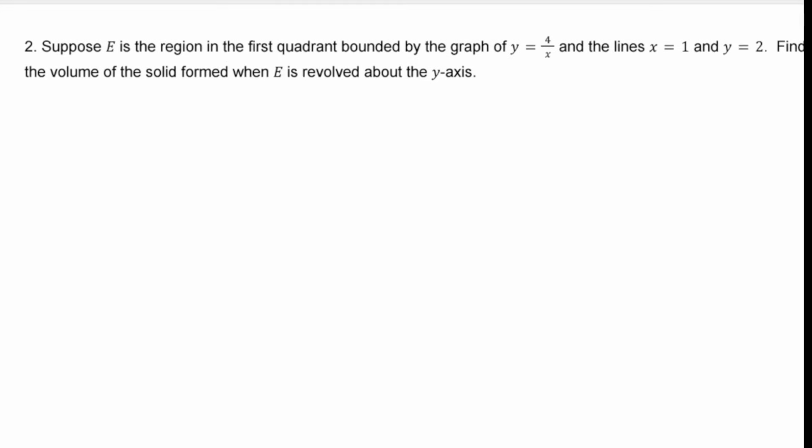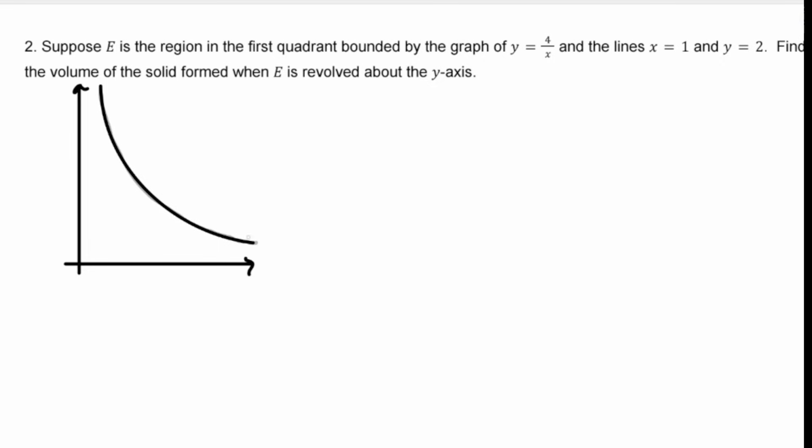Next one looks pretty similar. Suppose E is the region in the first quadrant bounded by the graph of y equals 4 over x. So draw the first quadrant. 4 over x is going to look a lot like 1 over x. And the lines x equals 1 and y equals 2.